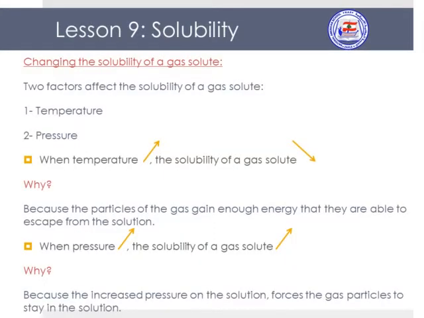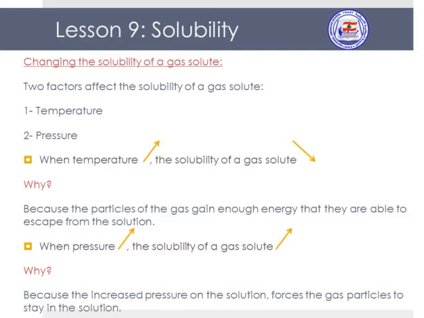So since we finished talking about solid solutes, let's talk about gas solutes. Two factors affect their solubility. The first one is temperature, the second one is pressure. When the temperature increases, the solubility of the gas solutes decreases this time.